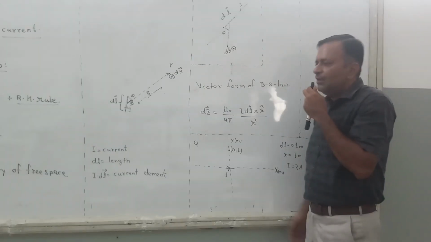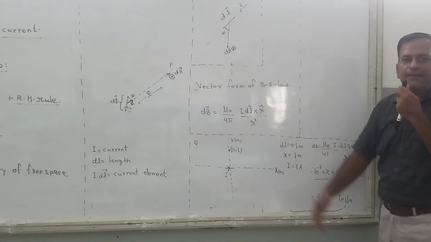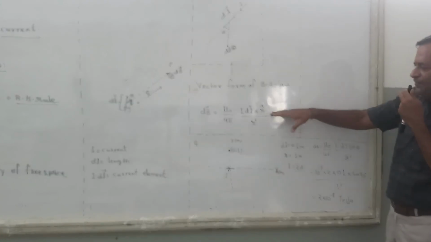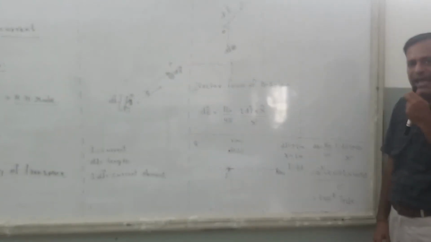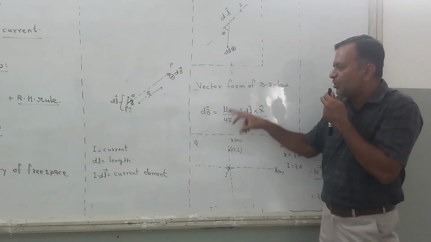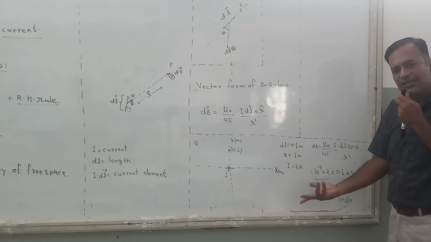RH rule, good. Vector product rule, better. Sometimes you will be confused in using RH rule. So at that time, you can use this. So this makes the complete law. Biot-Savart law: vector dB is equal to mu 0 by 4 pi I dl cross r over r cubed.